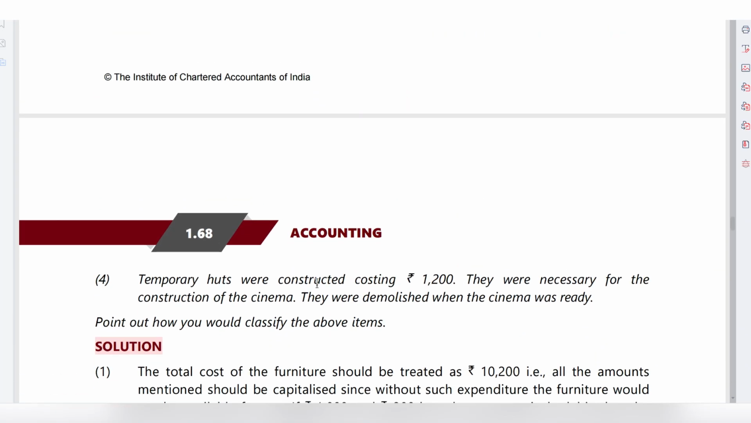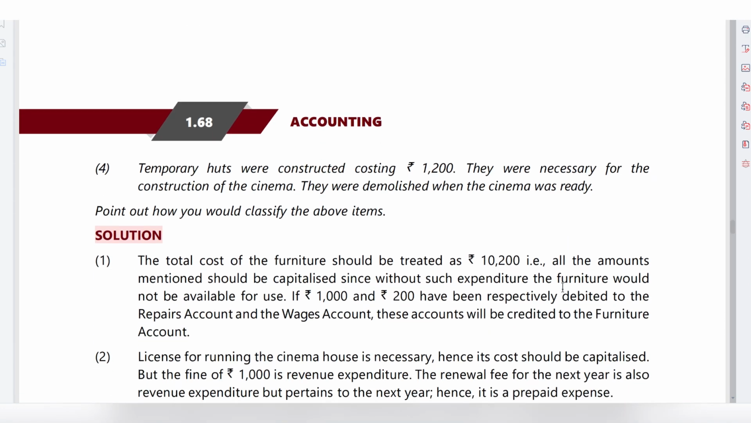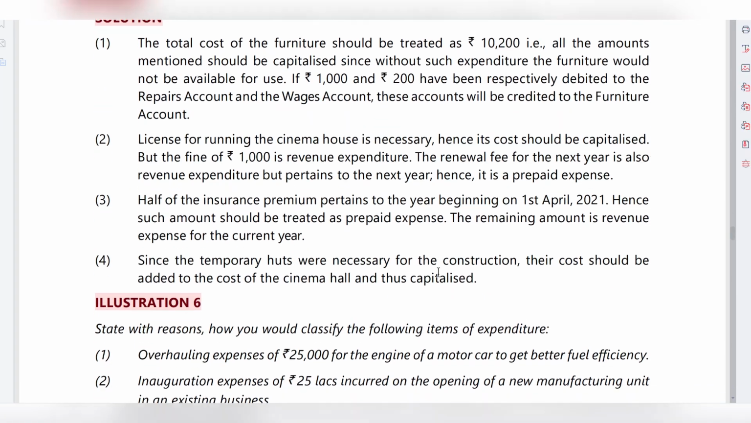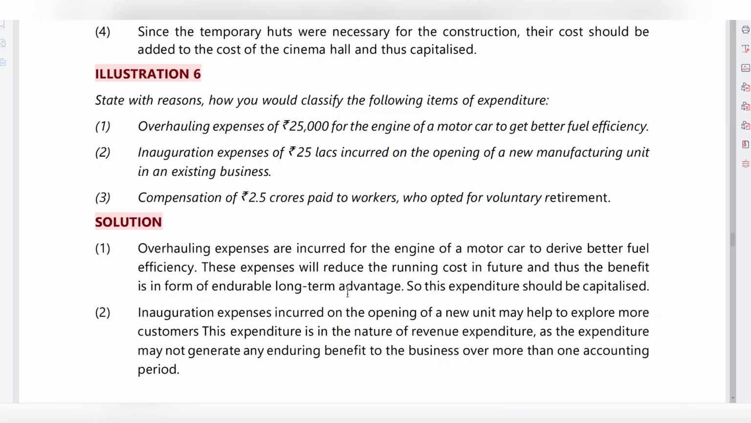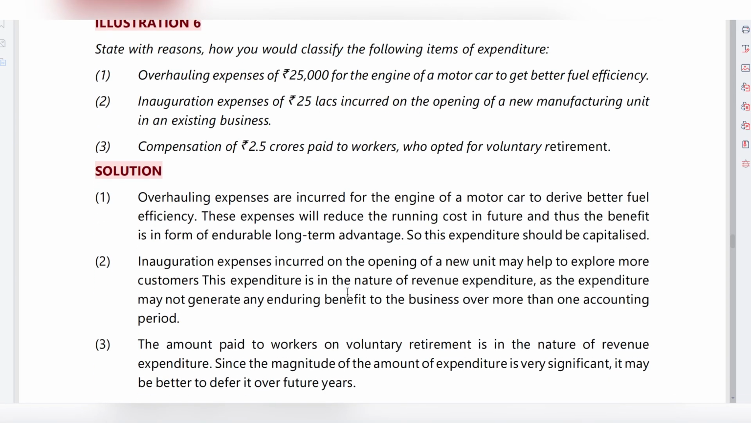Temporary huts were constructed costing 1,200. They were necessary for the construction of that cinema hall. They were demolished when the cinema was ready. This is completely a capital expenditure because it is considered as the construction cost of the cinema hall. So it is capitalized in nature and it should be capitalized. Now coming to illustration 6. State with reasons how would you classify the following items of expenditure.